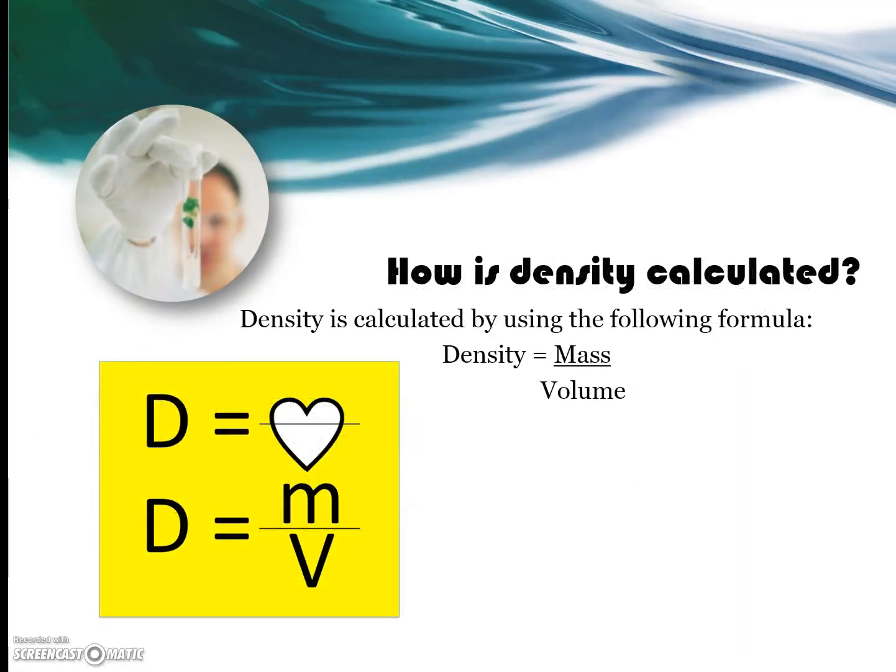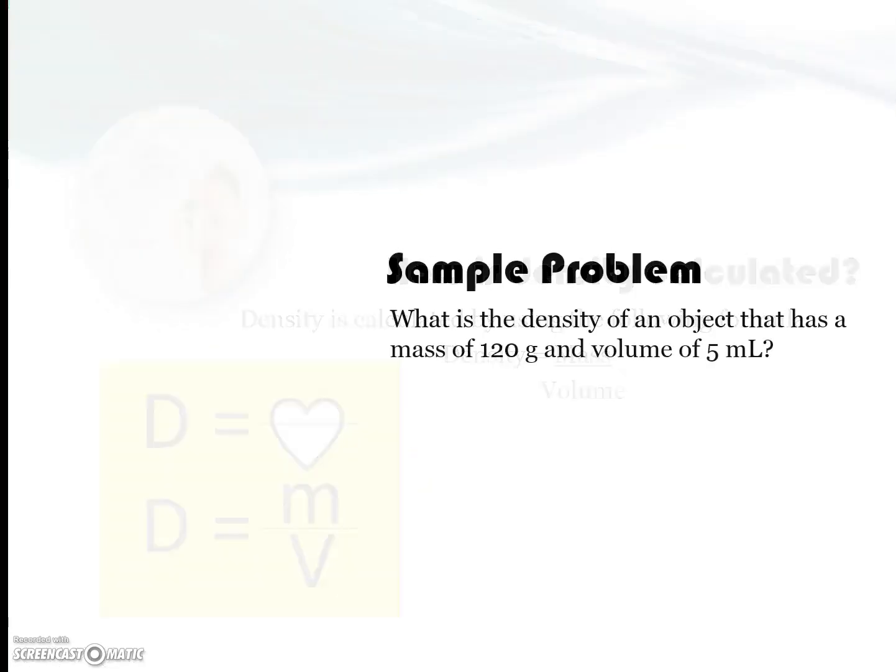So how exactly is density calculated? Well, density is calculated by using the following formula, which is mass divided by volume. And you can look at this over here and kind of draw a heart. And if you draw a line in the middle of it, it actually turns out to be an M on the top and a V on the bottom. So that way you can remember that mass goes on top and volume goes on the bottom when you're calculating density. So kind of cool.